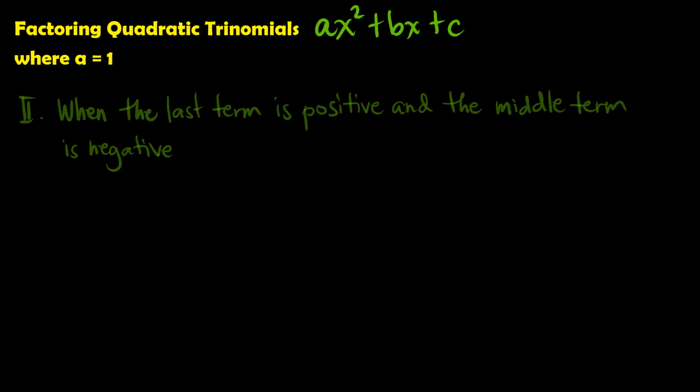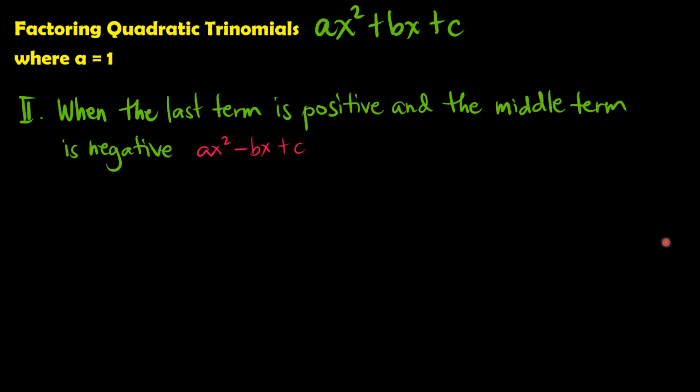Para sa second condition natin, paano naman kapag yung last term ay positive at yung middle term naman ay negative? So, parang magiging ganitong itsura ng ating quadratic trinomial. So, let's have an example. We have x squared minus 14x plus 24. Ganun pa rin yung iisipin.